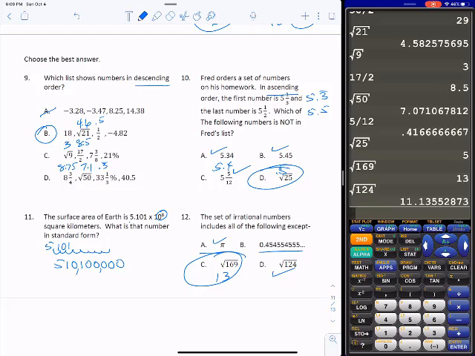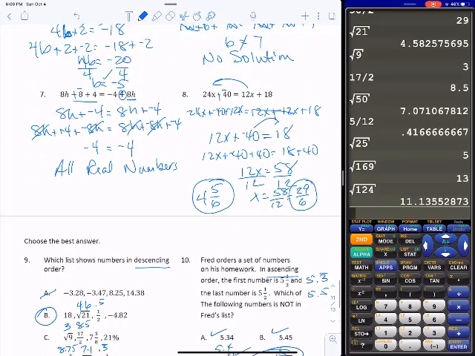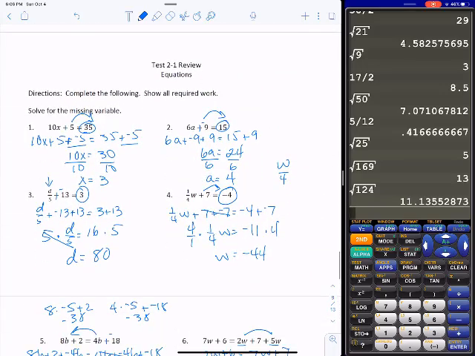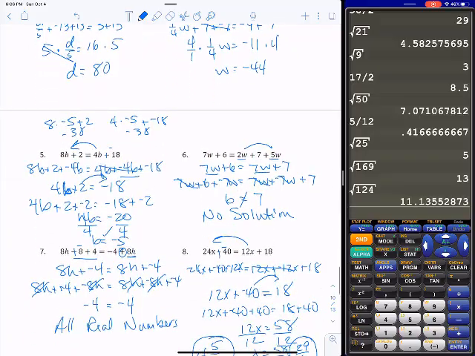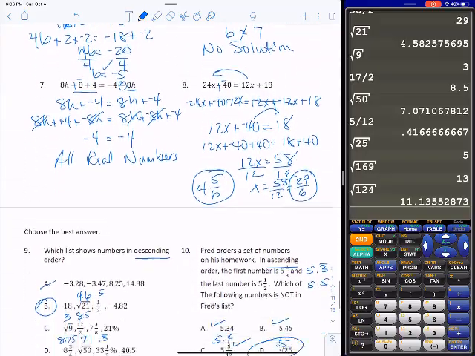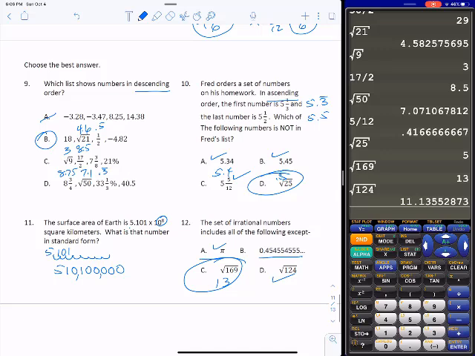So that's kind of what I expect to see on the test tomorrow. Your test is going to be very similar to this test review. These are the skills that you've got to be able to know in order to be successful in this test. So again, all you're looking at is solving equations, which is a skill, solving multi-step equations, and then answering a few multiple choice questions.